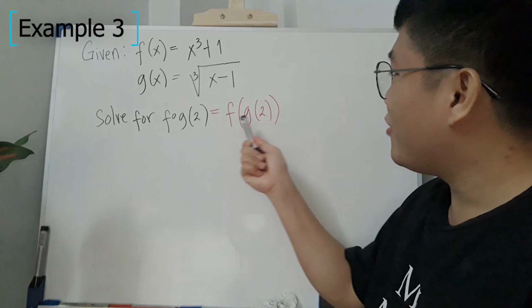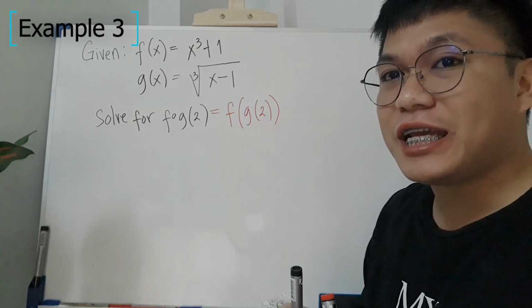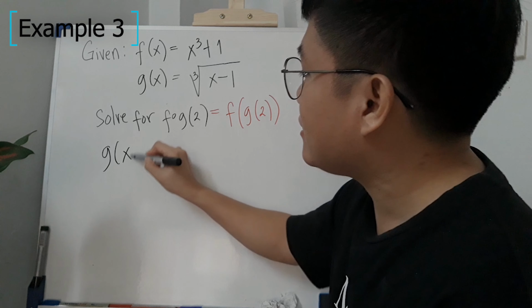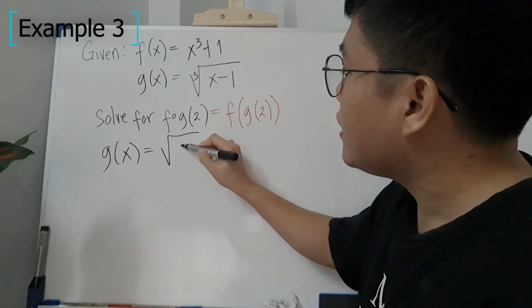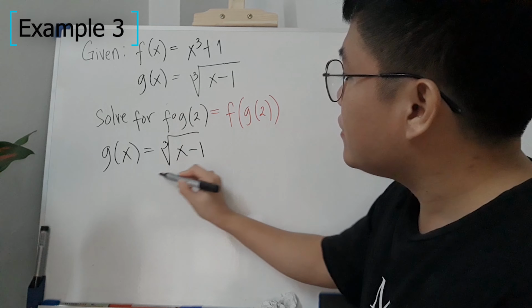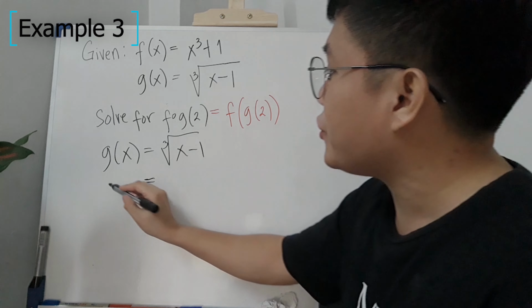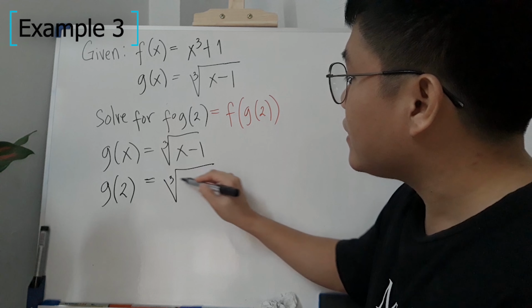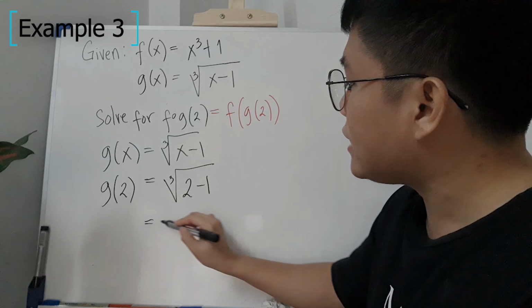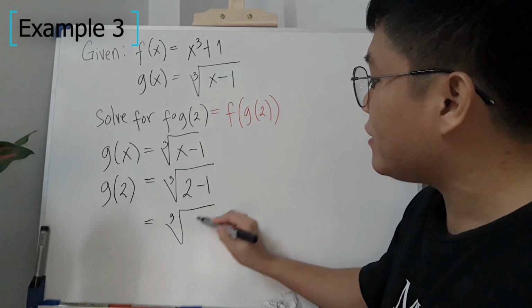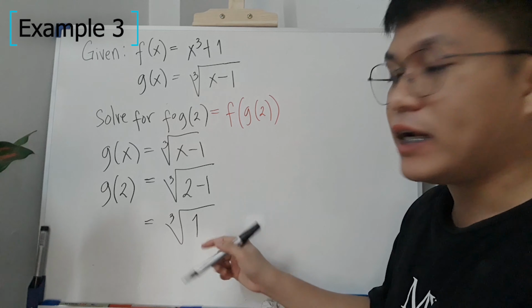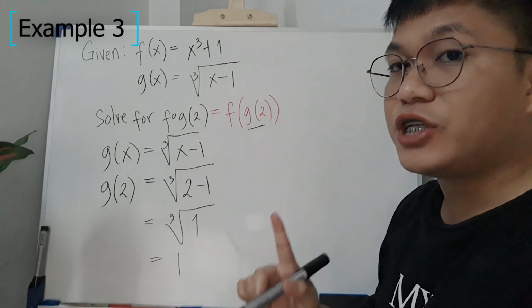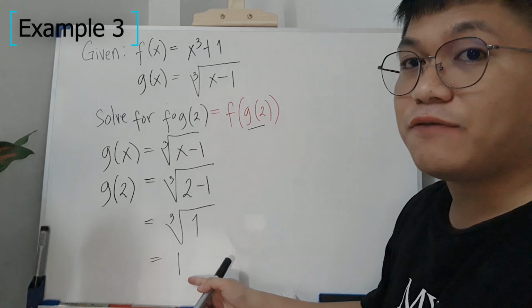That means we are going to solve first for the inner function, which is g of 2. So going back to our given, we have here g of x is equal to the cube root of x minus 1. So we are going to replace x with 2, which is g of 2 is equal to the cube root of 2 minus 1, which is equal to the cube root of 1, since 2 minus 1 is 1. And then the cube root of 1 is also 1. So therefore, the value of g of 2 is positive 1.